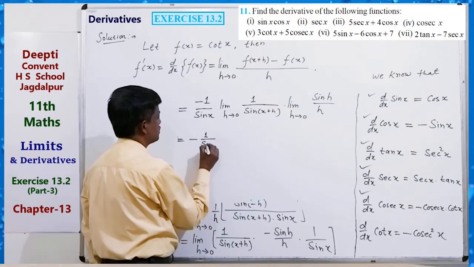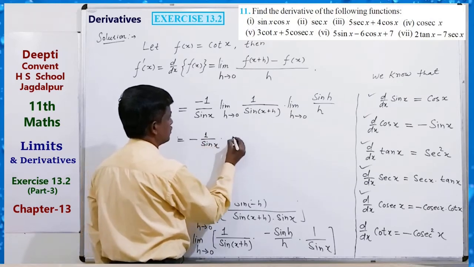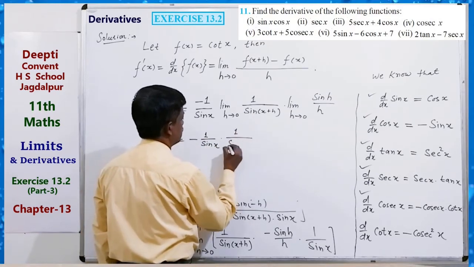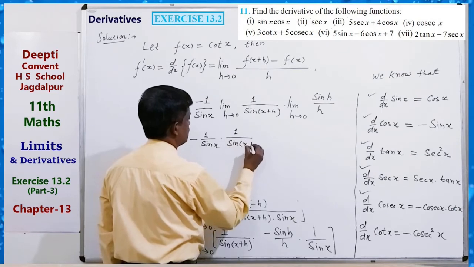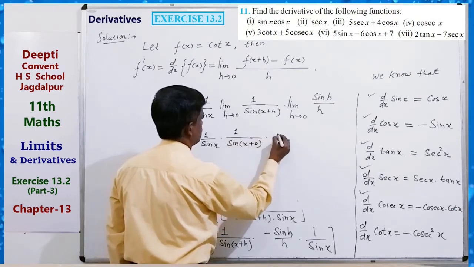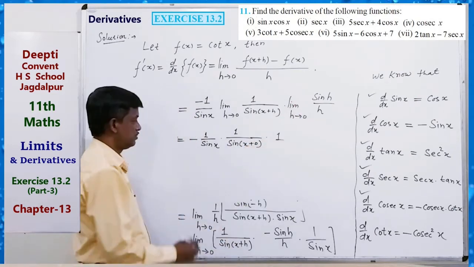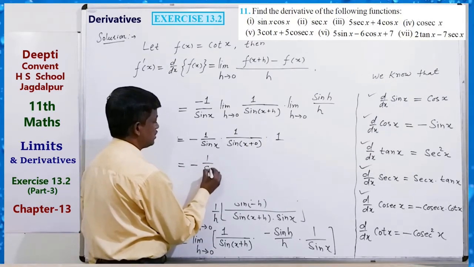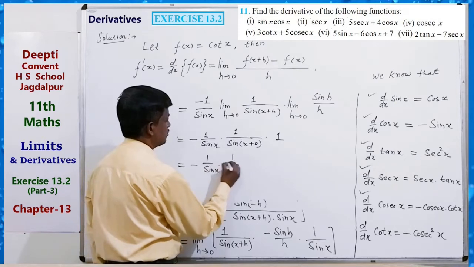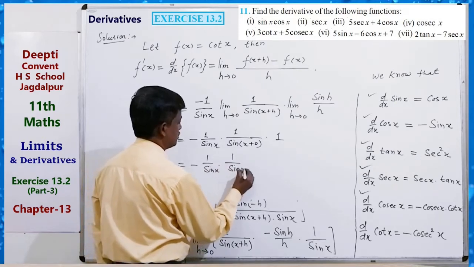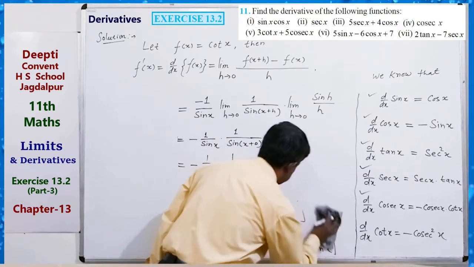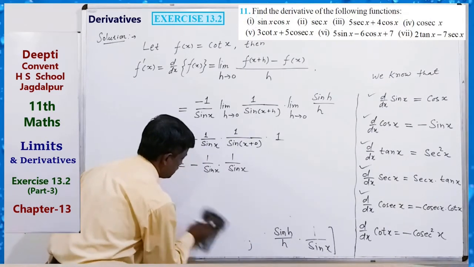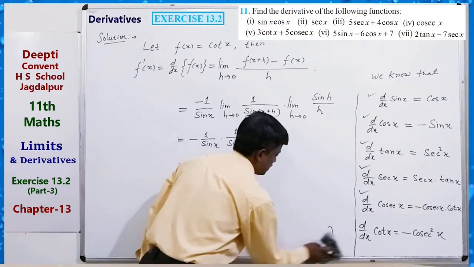Now we know that its limit is 1, and here we can put 1 upon sin x, 1 upon sin x plus 0, 1. Its limit is 1. So here we get minus 1 by sin x into 1 by sin x. So that is minus 1 upon sin square x.